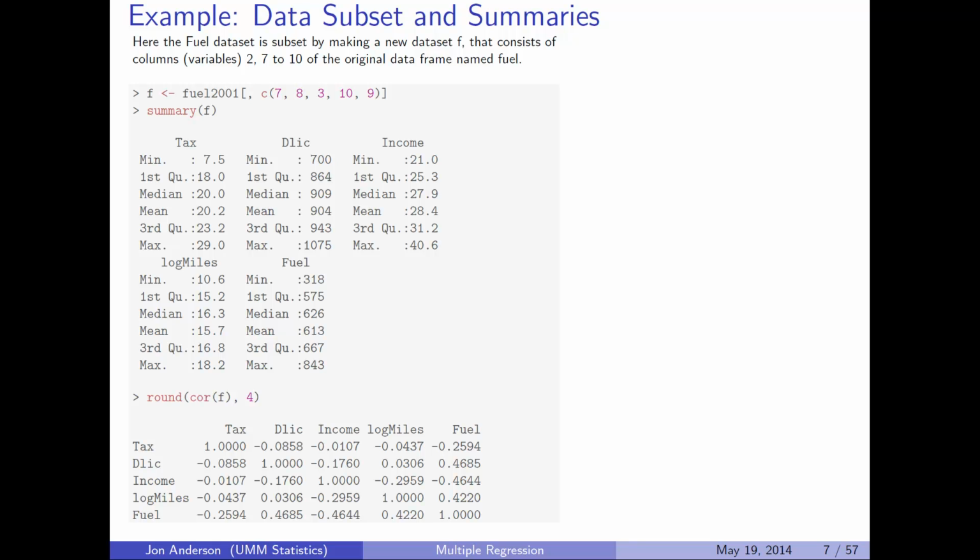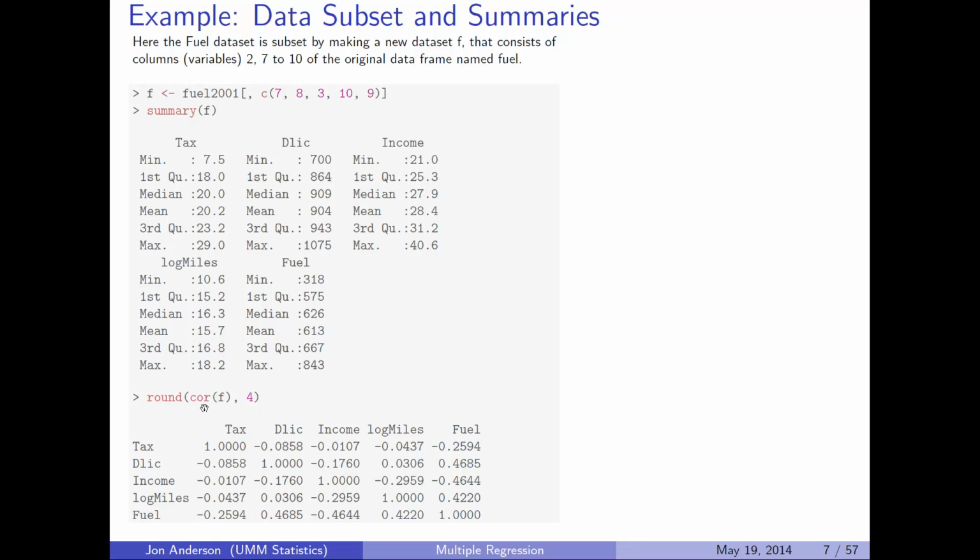Here is a way to extract just part of the Fuel 2001 data set. I'll be taking the 7th, 8th, 3rd, 10th, and 9th variables: tax, driver's license, income, log miles, and fuel, and we'll make a new, slightly extracted data frame called little f, and we'll summarize little f with summary statistics so you can see what some of the values and the ranges are. And we have a correlation matrix right down here at the bottom.